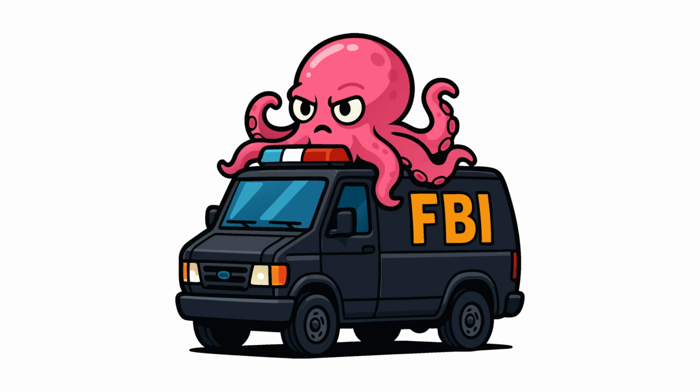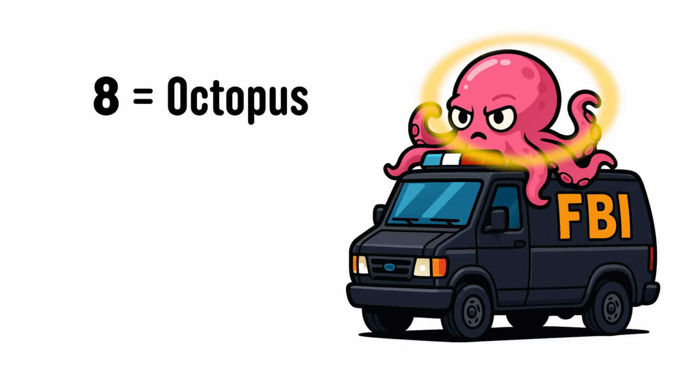Martin Van Buren was the 8th U.S. president. This image represents Martin Van Buren. The number 8 is represented by an octopus because they have 8 tentacles.